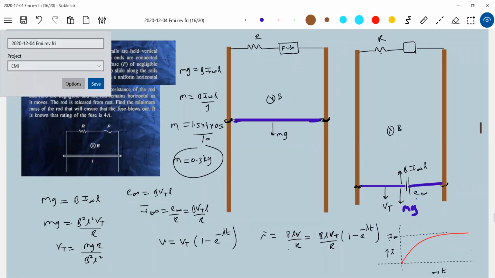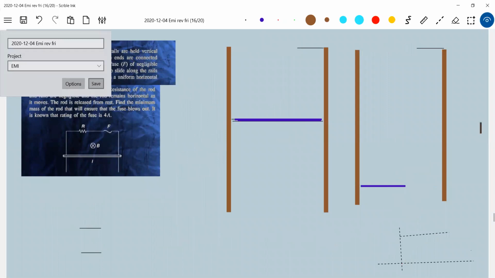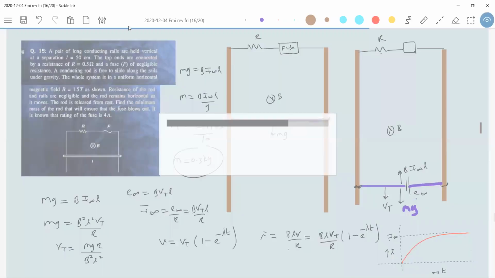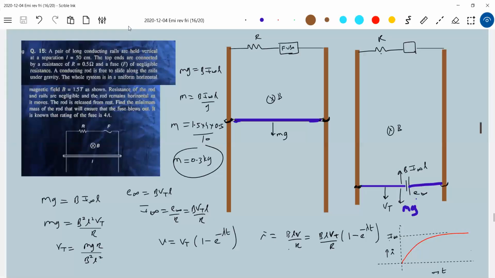Okay, revise all the content. Eddy currents also. Sir, once can you open the spherical capacitor sum, sir? Where is it? Oh, the spherical capacitor sum.